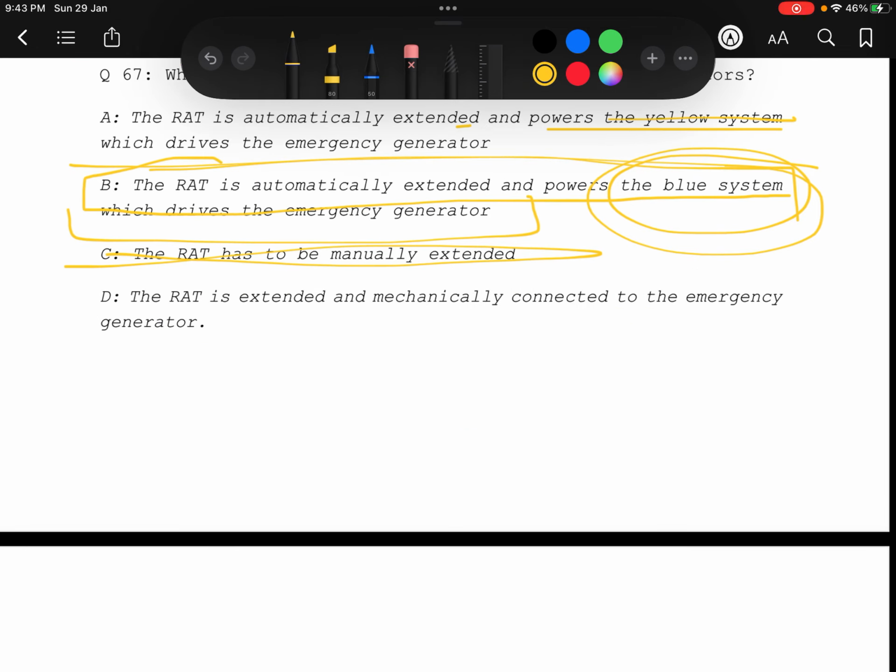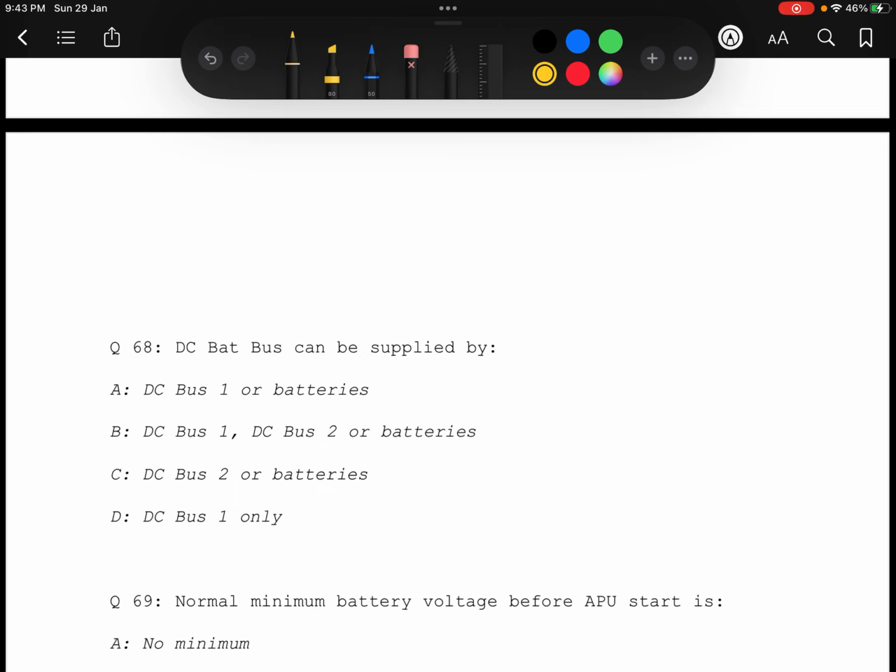68, DC bat buses can be supplied by, it can be supplied by battery. It generally gets supply from battery bus, DC bus 1, DC bus 1 definitely, but not only DC bus 1. They are asking whether they can be supplied or not. Yes, it can be supplied by DC bus 2 also, and I would say from batteries also. Are you getting it? DC bat bus.